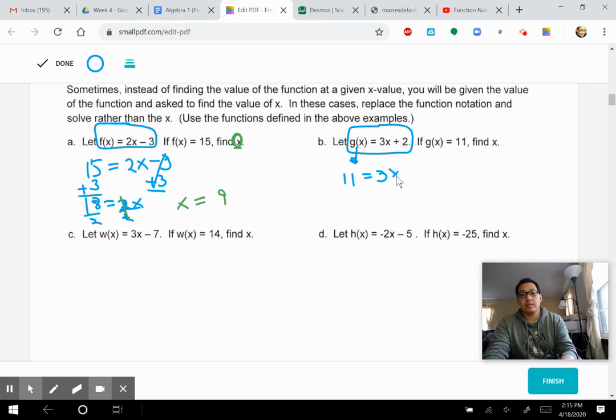3x plus 2. It's something to do with the screencasting while I'm doing this. It's like slowing it way down.